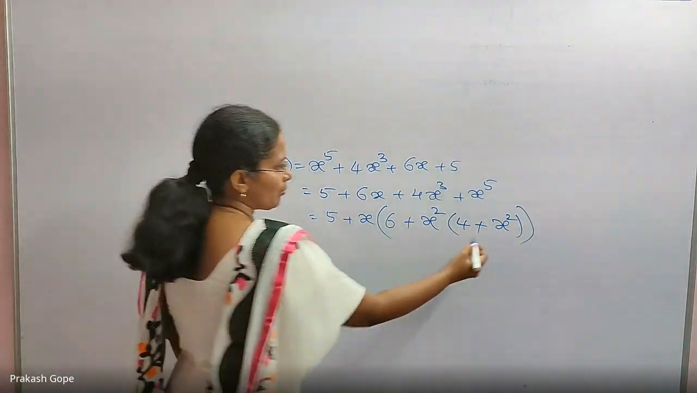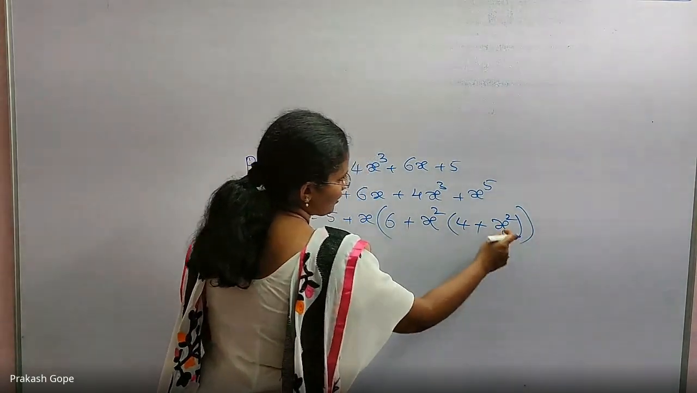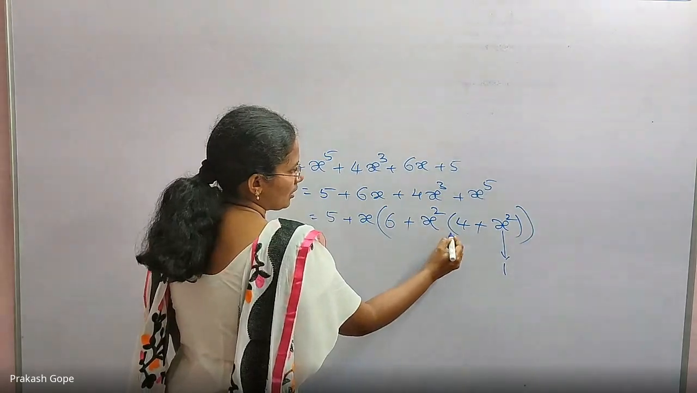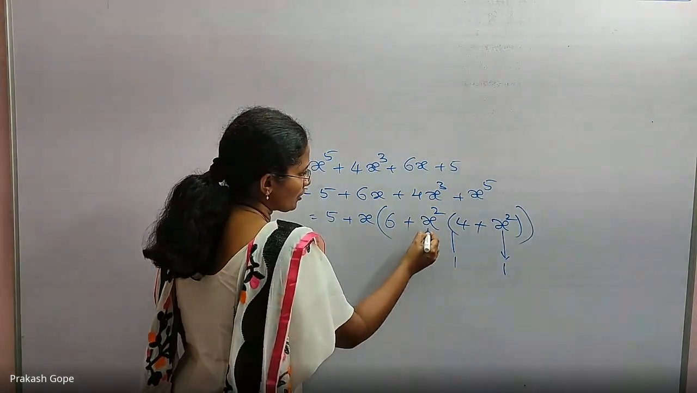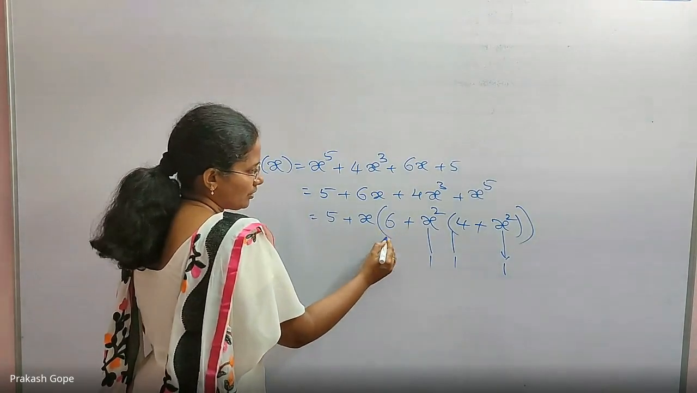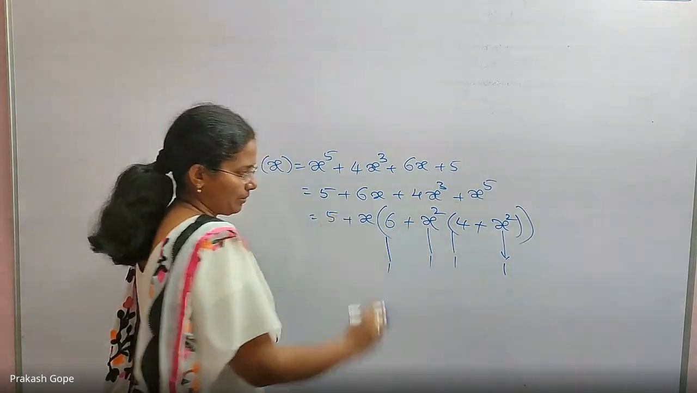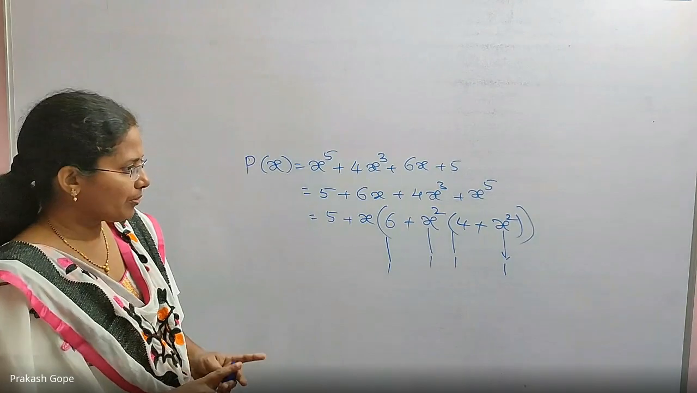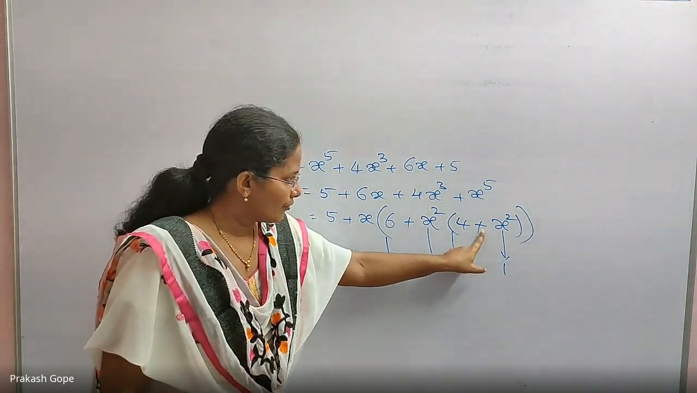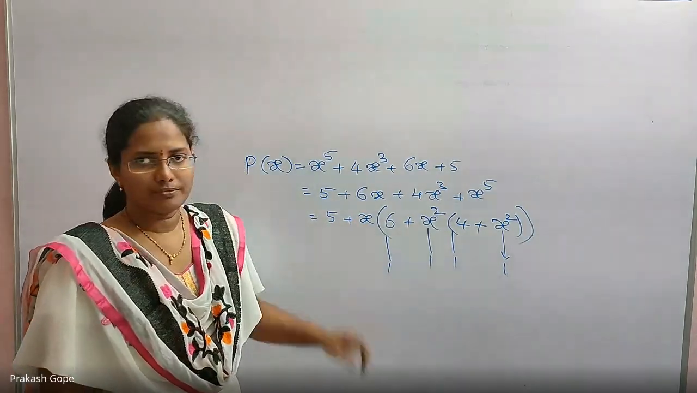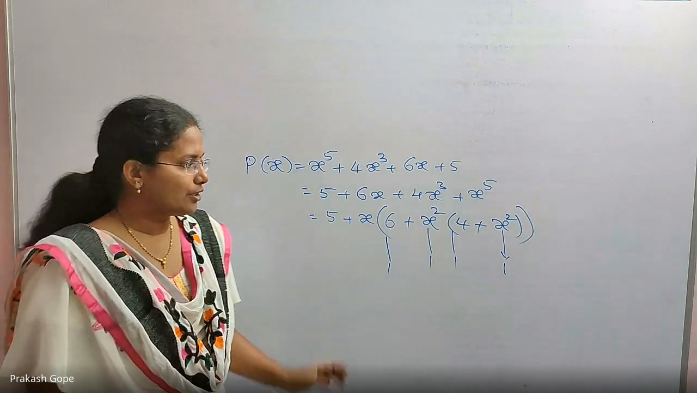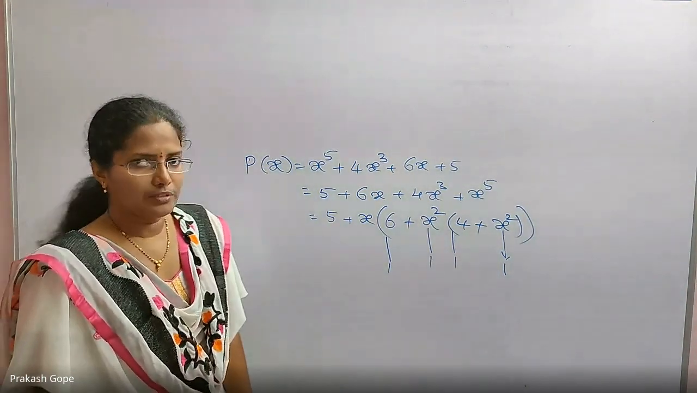Now you see the number of multiplications. x into x, only one multiplication. This is addition. This bracket is one multiplication. This x square, x into x, is one more multiplication. This is addition. And again this bracket is one multiplication. So the number of multiplications are 1, 2, 3, 4. Additions are 5, 6, 7. So only 7 arithmetic operations are needed to evaluate this polynomial.